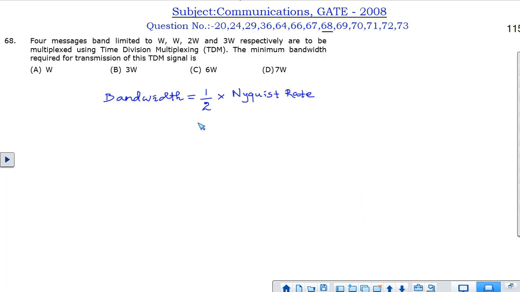So the bandwidth, we know, is equal to half of the Nyquist rate. What is the Nyquist rate? In this case, it will be 2 times each available frequency. So each frequency will be multiplied by 2, and these will be summed to get the Nyquist rate. So the Nyquist rate will be 2 omega plus 2 omega plus 4 omega plus 6 omega, and half of that will give us the bandwidth. So the bandwidth will be simply 7 omega. Option D is matching, hence option D is the correct answer for question number 68.